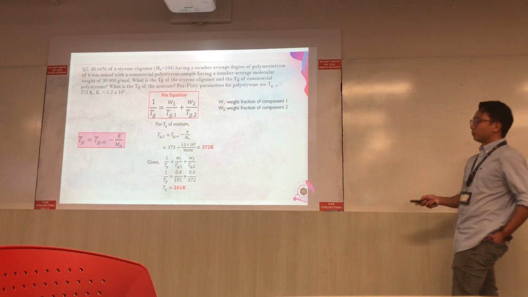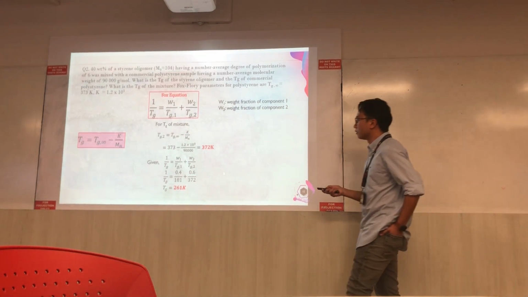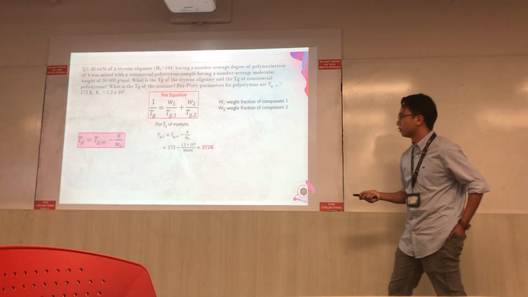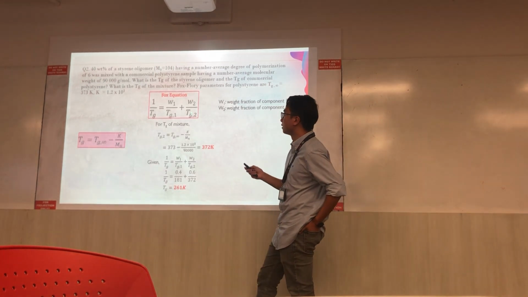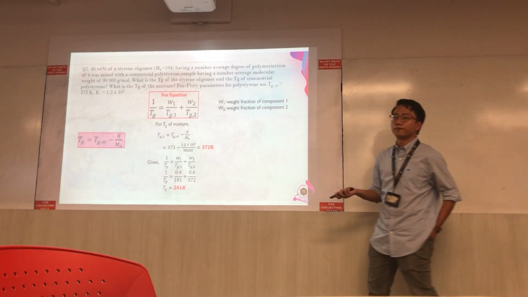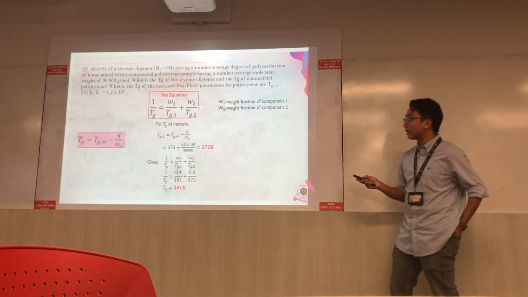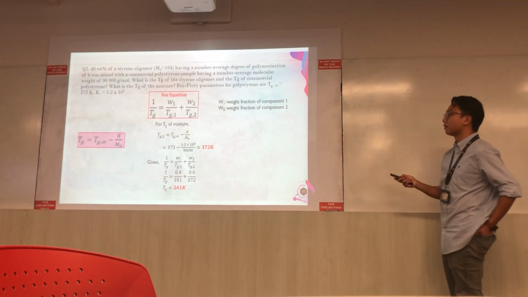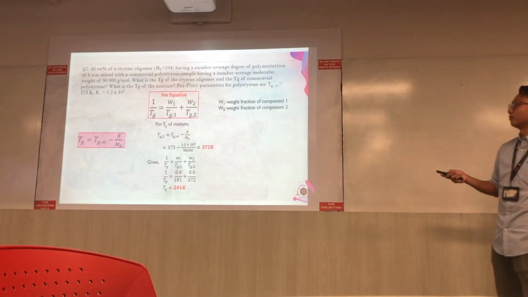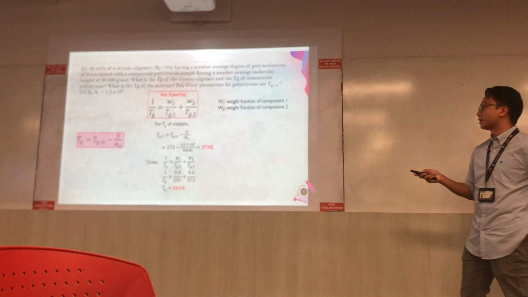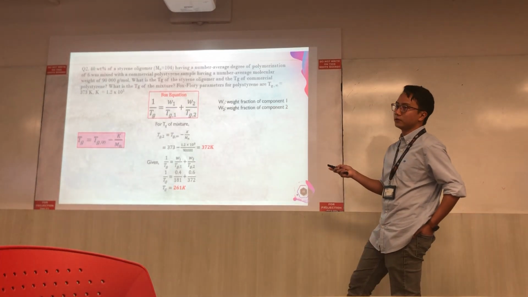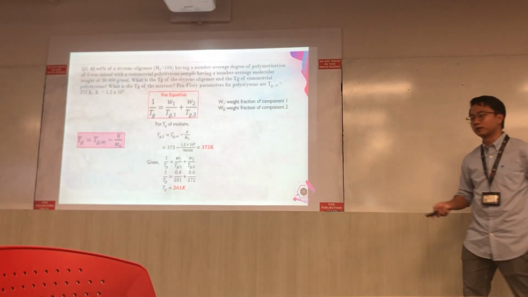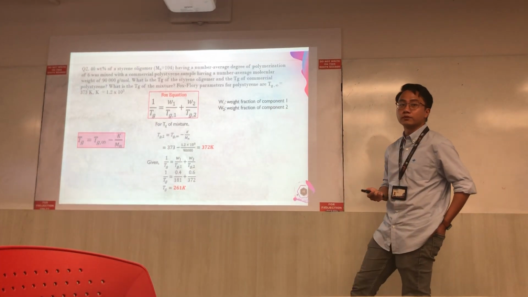I'm not going to go into the nitty-gritty calculations. The key thing here is that this formula is in your lecture notes. You just need to remember this Fox equation relationship. And this can work for a mixture of 3, 4, or 5 components. You just add on to this equation. If there are 3 components, it will be W1 over Tg1 plus W2 over Tg2 plus W3 over Tg3 plus W4 over Tg4, and so on and so forth, until however many components you have.